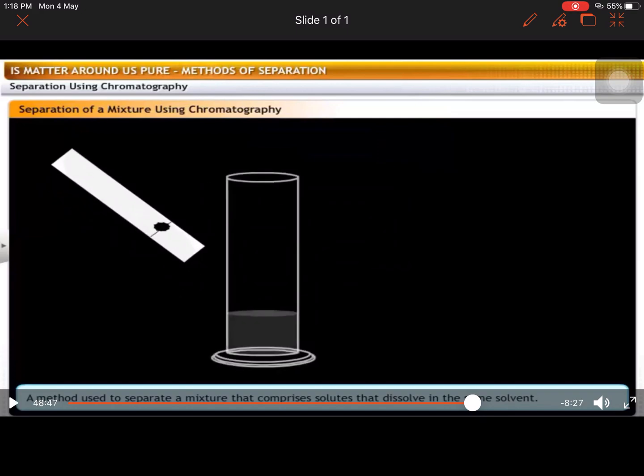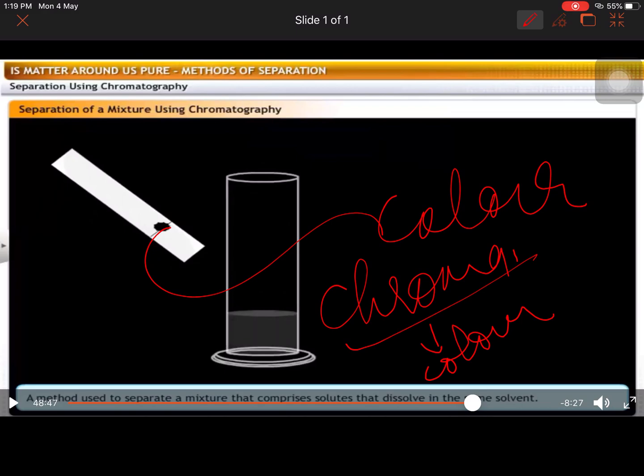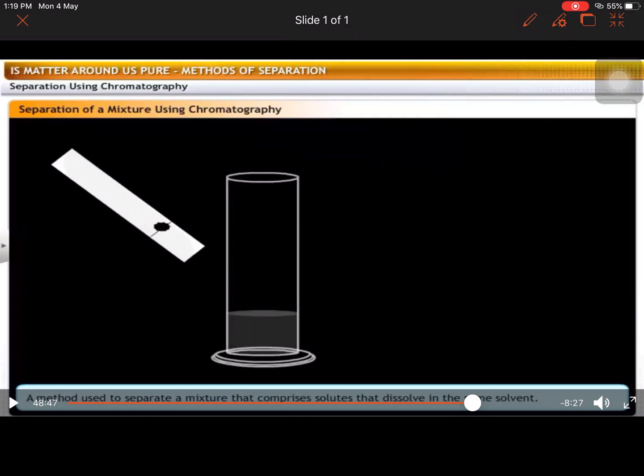Chroma means color, and graphy means study. This is a kind of separation of color. So we are going to separate colors over here. That is why we call it chromatography. Chroma means colors. So here, find out the topic.